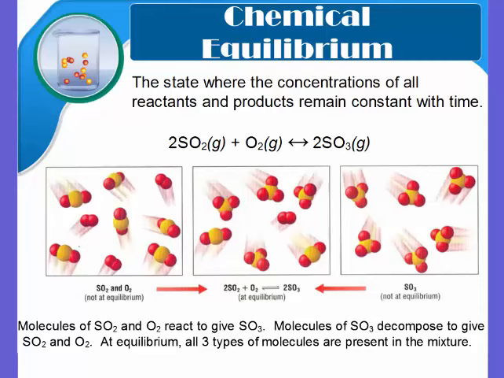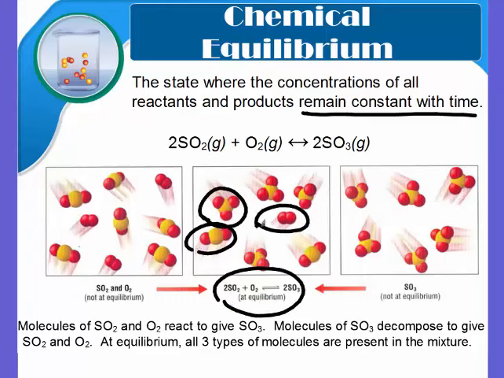Chemical equilibrium is the state where the concentrations of all reactants and products remain constant with time. Notice that it says remain constant with time, not that our amounts will be equal. Our molecules of SO2 and O2 are going to react to produce SO3, and SO3 can react to produce SO2 and O2. And so at equilibrium, we have all 3 types of molecules present.